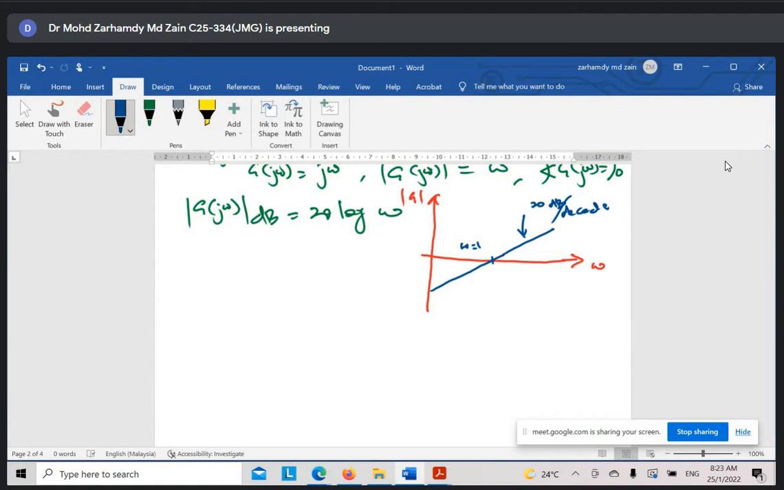Okay, that is the differentiator or the integrator. We have one more. So we also concentrate on another one, the first order lag.